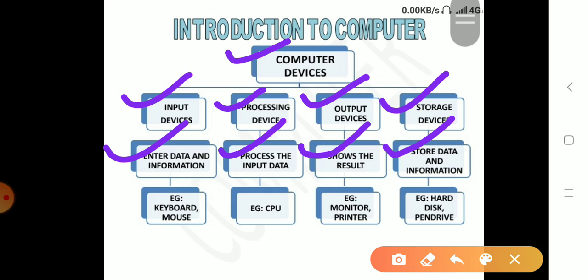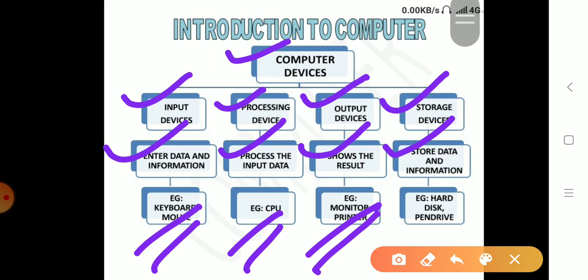So we'll have a look at the examples. Examples of input devices are keyboard and mouse. An example of a processing device is the CPU. Examples of output devices are monitor and printer, and storage devices are hard disk and pen drive. So we can understand these terms with the help of examples.